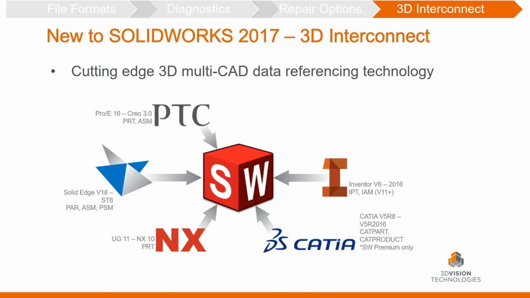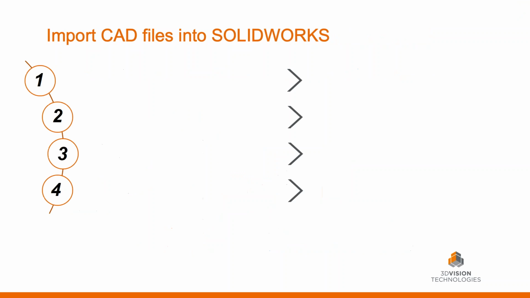So here's the slide again with regards to what we can open from our friends at PTC, Solid Edge, NX, Inventor, and CATIA. So CATIA requires the SOLIDWORKS Premium license. Everything else comes with SOLIDWORKS Standard and Professional. So give us a call if you have more questions about 3D Interconnect.